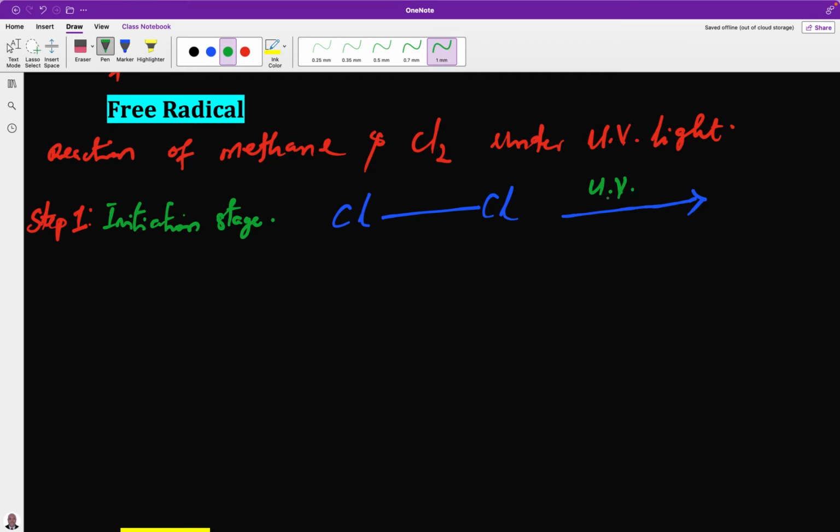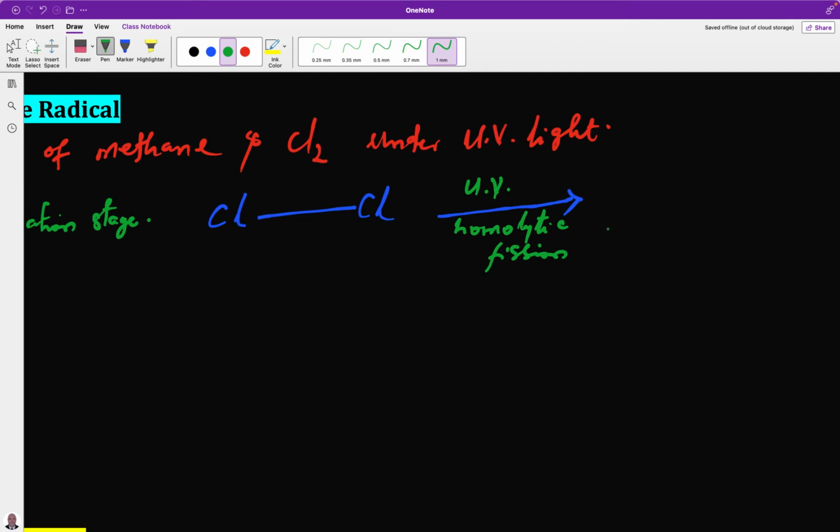Let me just put this to be homolytic fission. Homolytic fission is where the molecule breaks and each of the atoms goes with a single electron. It is equal. Homolytic is equal breakage. It will result in a free radical. The free radical is represented by a single electron. We call them free radicals. Very reactive.